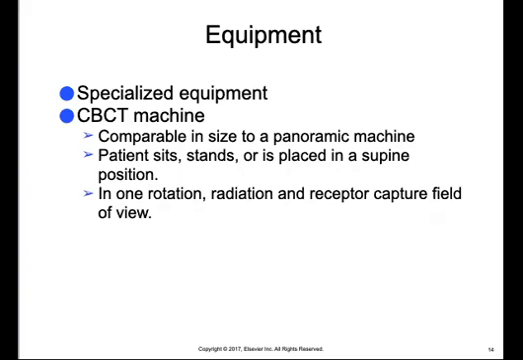The use of specialized equipment is necessary for these three-dimensional digital imaging. The essential components for this type of imaging system include a CBCT machine, a computer, and viewing software. And the CBCT machine is comparable in size to a panoramic machine. They almost look the same, in fact. And a patient can sit, stand, or be placed in a supine position, or a laying down position, depending on the model that's being used. And in one rotation, the radiation and receptor capture the field of view, or FOV.